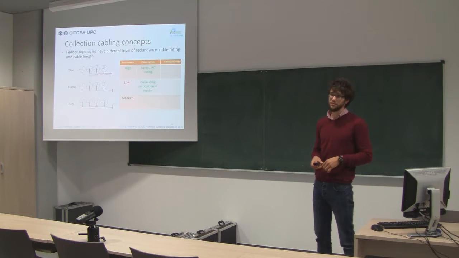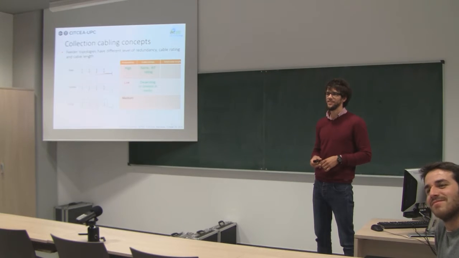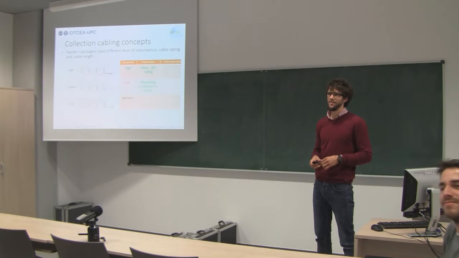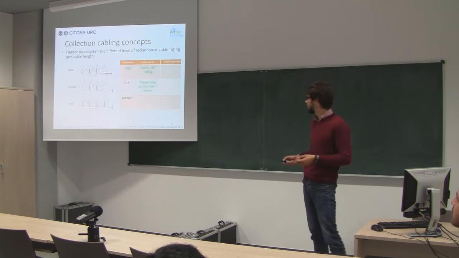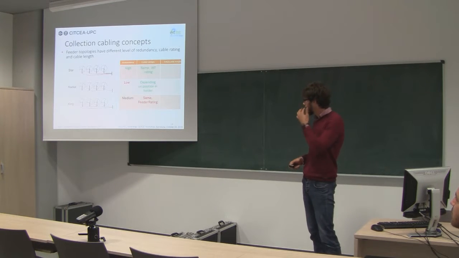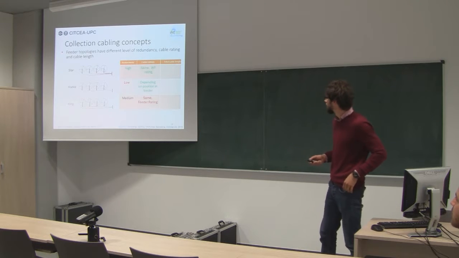If the first line on the upper side fails, all the power will have to go through the other. So you have to design it for high rating again. If you want full redundancy, you have to design it like this, with the same rating as the feeder.